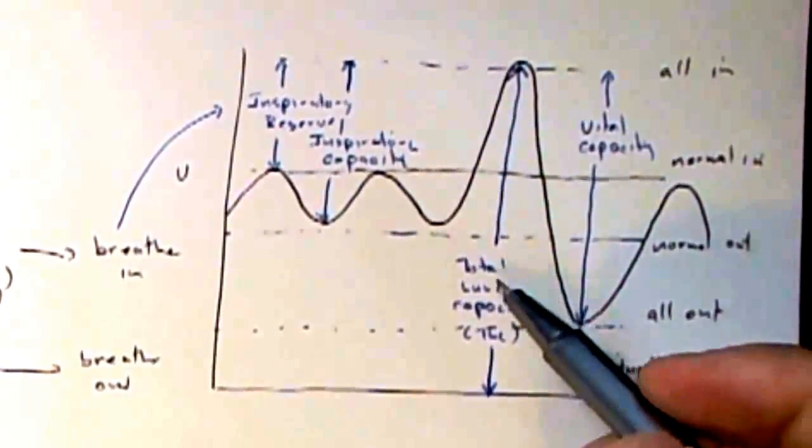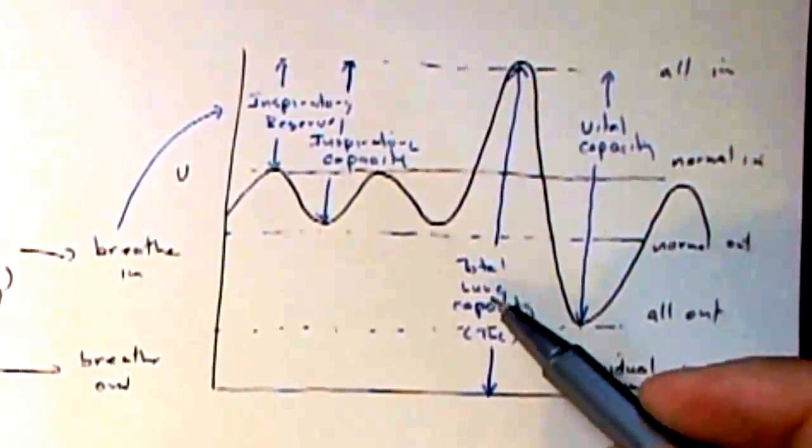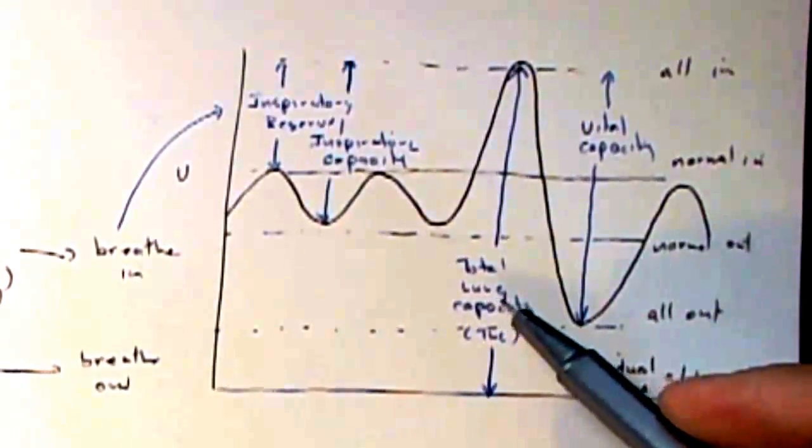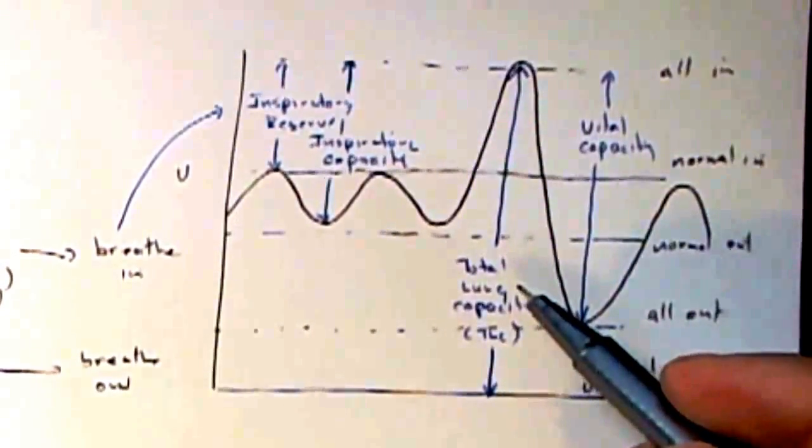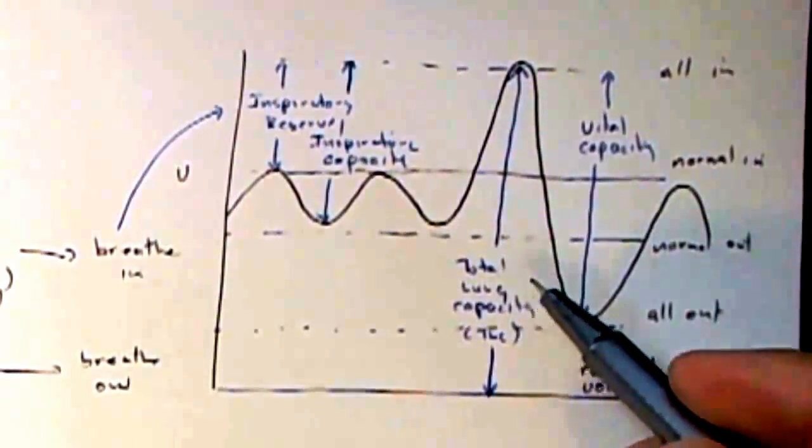And this is going to be a number that we're going to use later, or talk about later, to talk about how you can diagnose disorders of the lung. Specifically, how you can diagnose disorders which make it hard to get all the air into the alveoli or all of the air out of an alveolus.